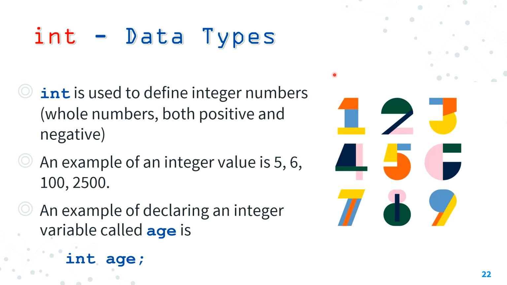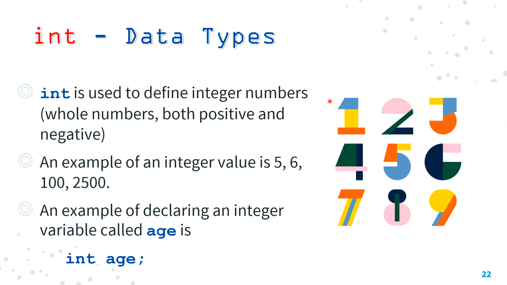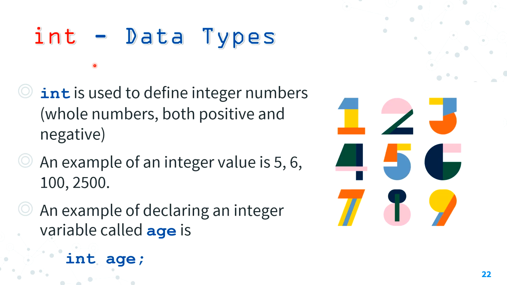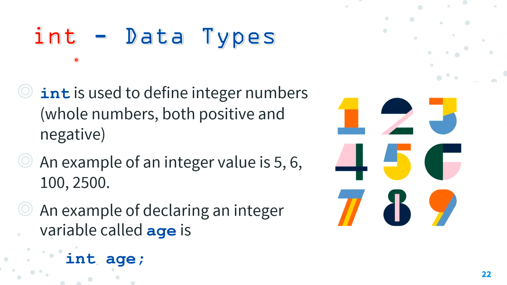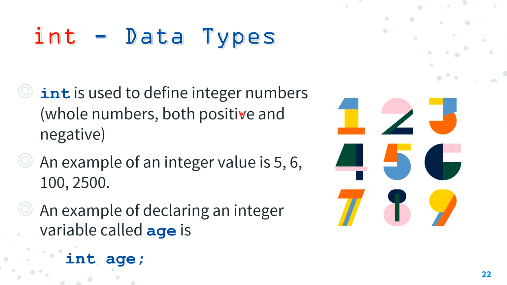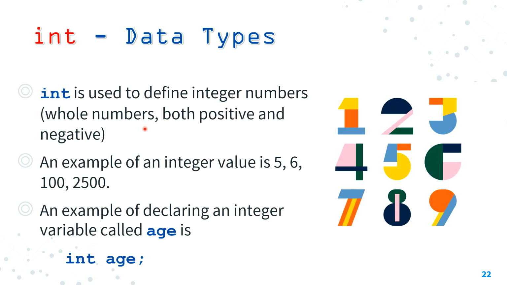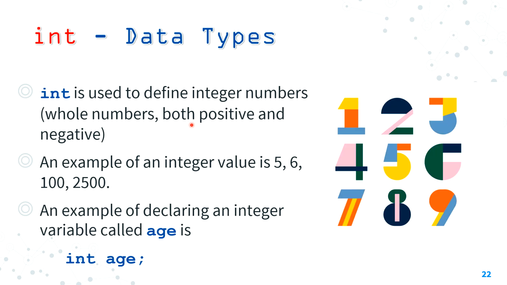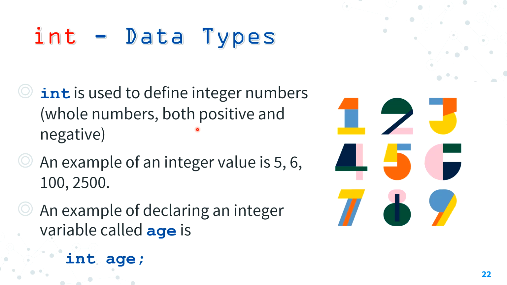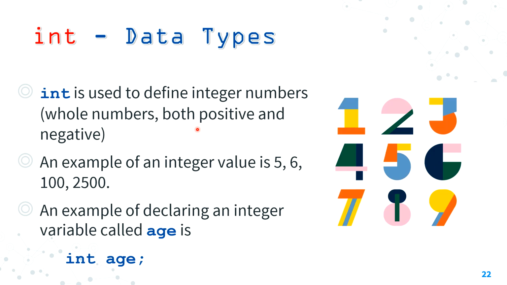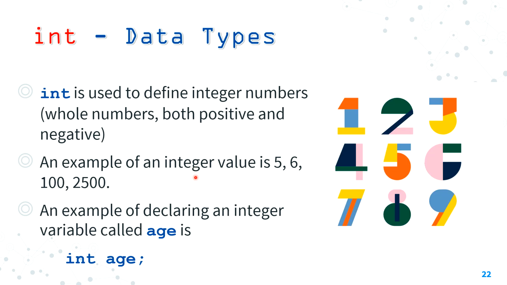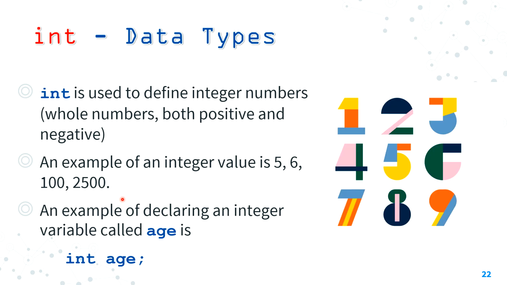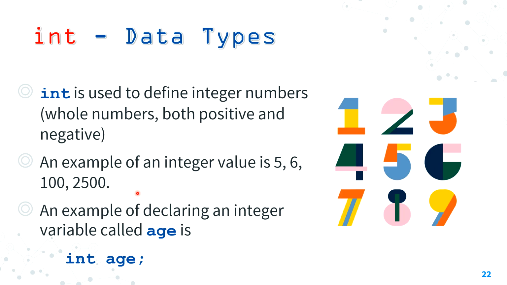Let's start with one of the most commonly used data types in C, the integer data type. The keyword int is used to store integer values, which are whole numbers. These can be positive, negative, or zero, but they do not include decimal points. Examples of integer values are numbers like 5, 6, 100, or even negative 2500.